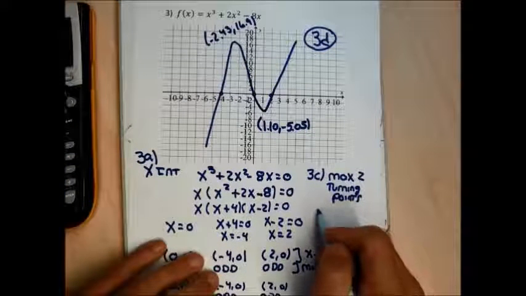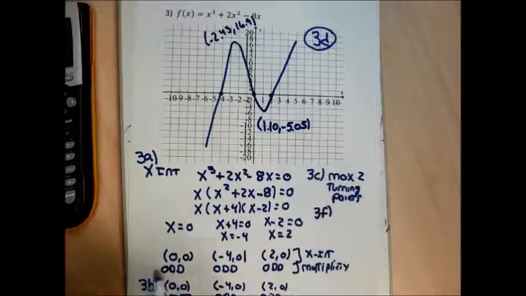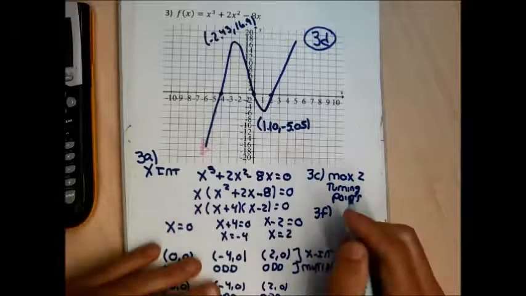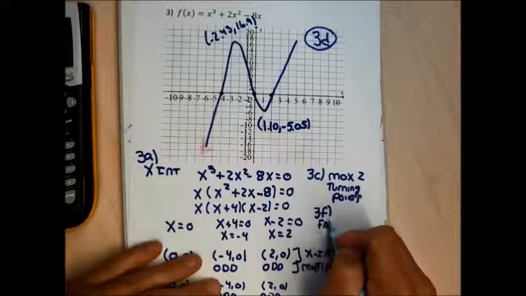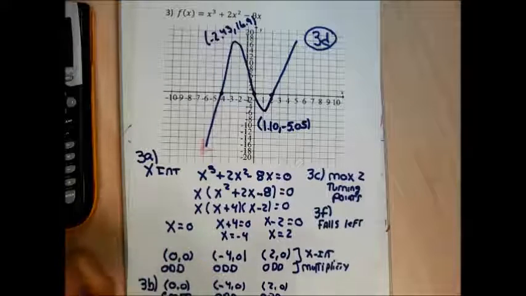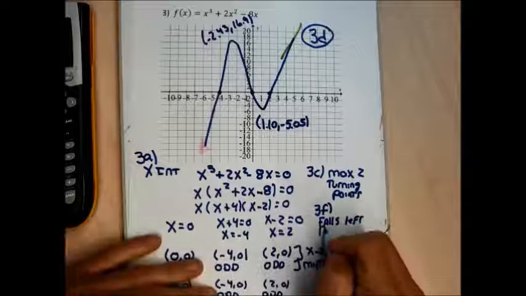3F wants the end behavior. So we look at the left edge of the graph. The left edge of the graph is going down towards negative infinity. So we'll say that that graph falls to the left. The right-hand part of the graph is getting higher as it goes to the right edge. We're going to say it rises to the right.